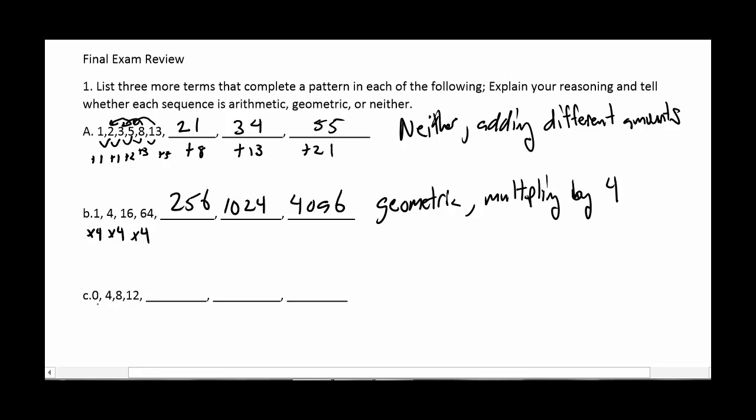Okay, and that brings me to the last pattern. So 0 to 4, let's see, so let's try adding 4. 4 to 8, add 4. 8 to 12. Okay, so we're adding 4 each time. So if I add 4 to 12, I get 16, then 20 and 24. Okay, so this definitely is arithmetic, and we are adding 4 each time.